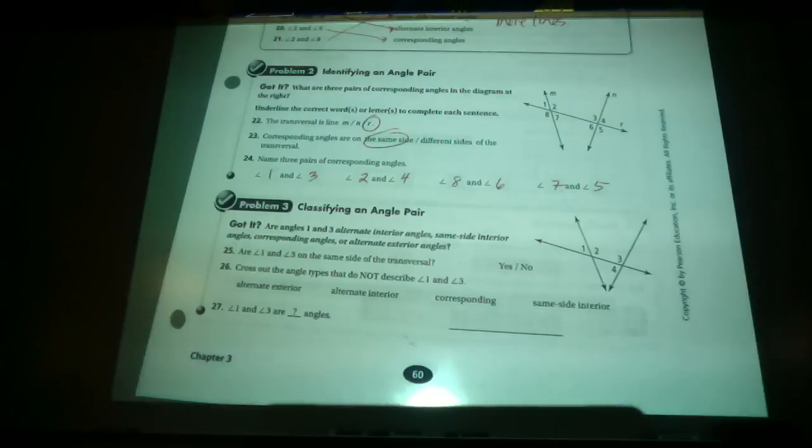All right, so answer 25 through 27. When you answer those, I want you to talk amongst yourselves, so you can come up with what type of angles those are.